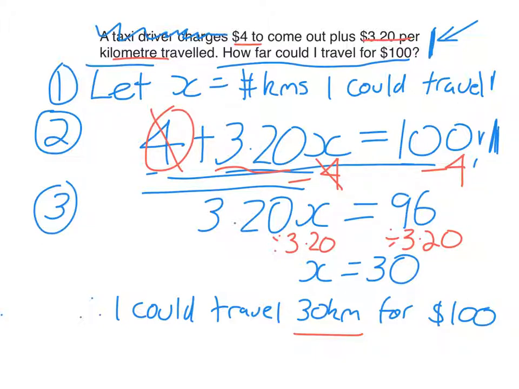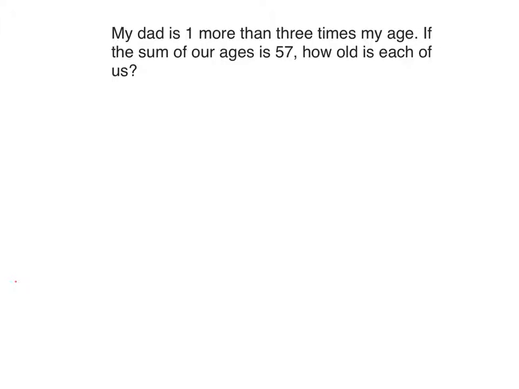Now we're going to look at an example that is a little more complicated. So pause and copy this down if you need. So we'll try this question now. My dad is 1 more than 3 times my age, and the sum of our ages is 57. We have to figure out how old each of us is. So we're going to follow the same steps.